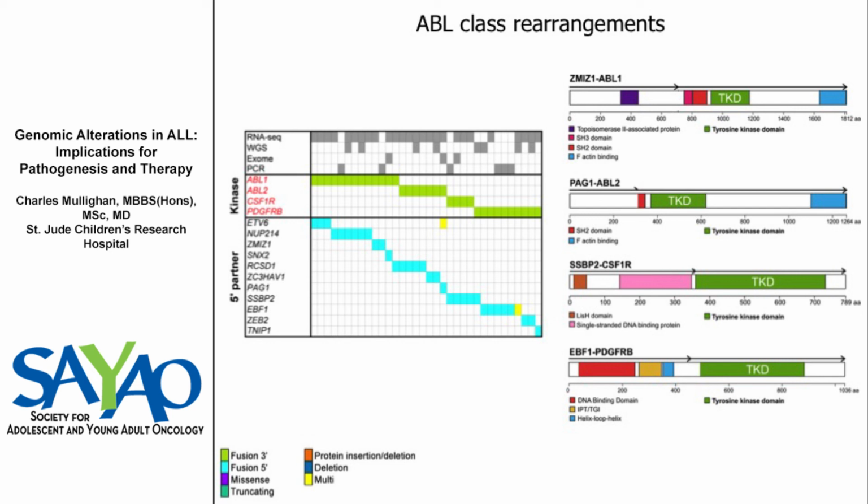And below you can see in blue the multiple fusion partners that are involved. I've just shown a couple of examples of the protein domain structures to make a couple of important points. That is, the kinase is always at the 3' end of the fusion protein. The catalytic kinase domain is always preserved intact.